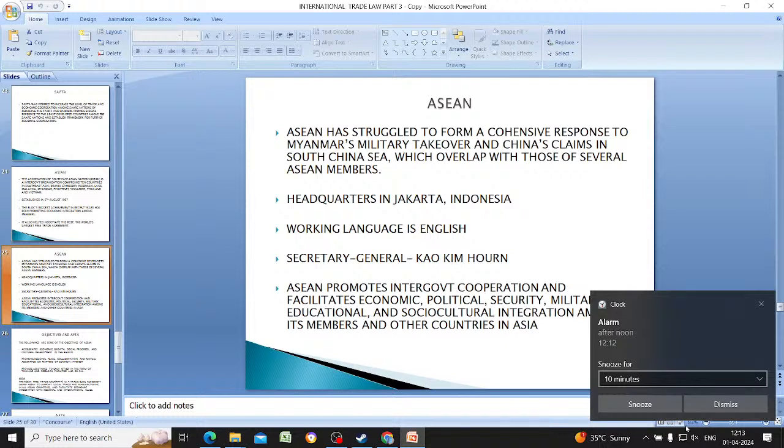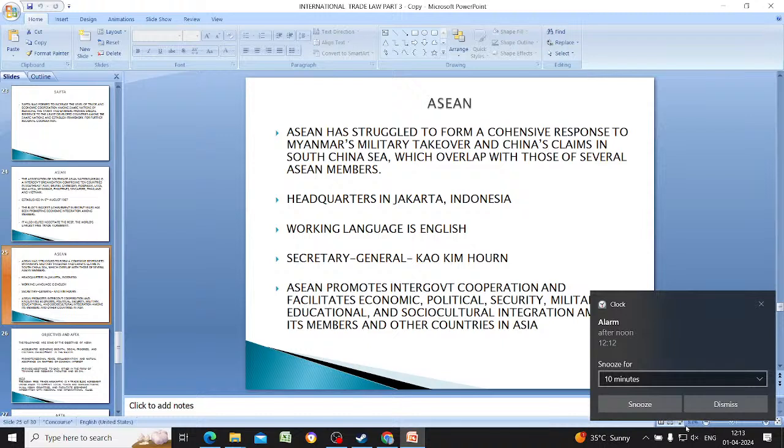Then ASEAN has struggled to form a cohesive response to Myanmar's military takeover, and to China's claims in the South China Sea, which overlap with those of several ASEAN members. We have heard about the military takeover in Myanmar. Regarding that issue and the South China Sea issue, we discussed them under this agreement. So what was the problem faced in Myanmar?